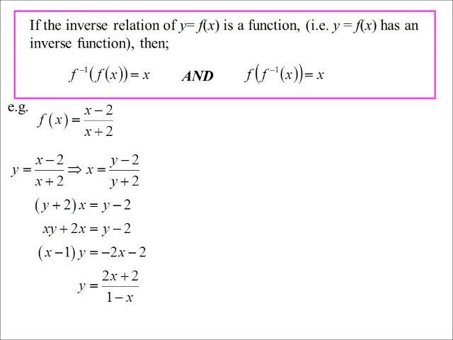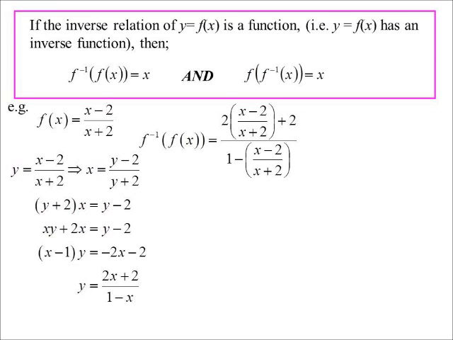So I'm going to test it. First of all, I'm going to sub the original function into the inverse. So everywhere I see an x, I'm replacing it with (x minus 2) on (x plus 2). So here we go. Well, fractions on fractions, we don't like that. So the first thing I'm going to do is multiply everything by x plus 2 to get rid of those denominators. So I'll get 2x minus 4 plus 2x plus 4 on the top, and on the bottom, x plus 2 minus x plus 2: 4x on 4. Yes, that is simply x, so it works.